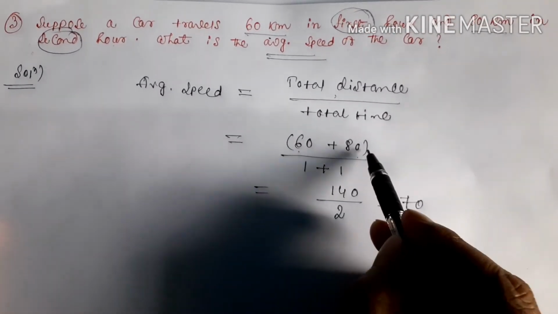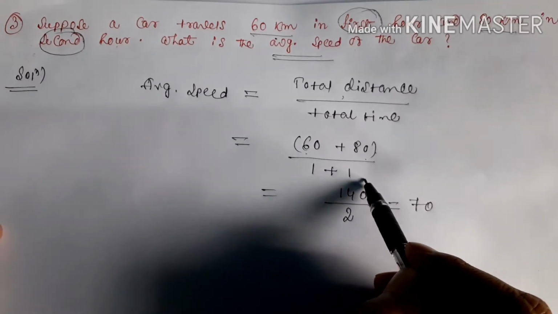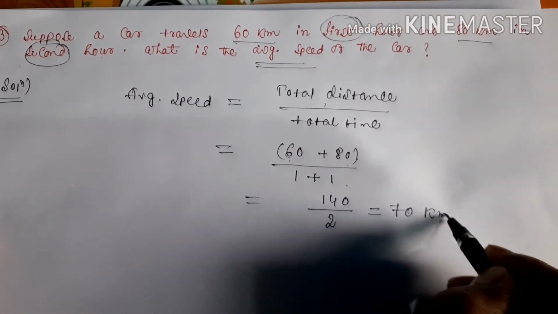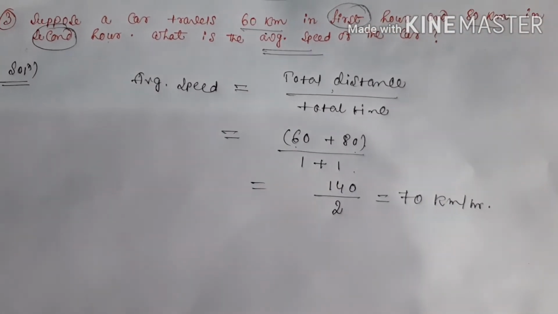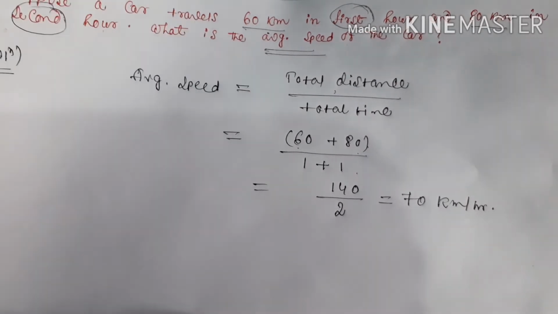What will be the unit? This is in kilometer, this is in hour. So kilometer per hour will be the answer. That is the average speed.